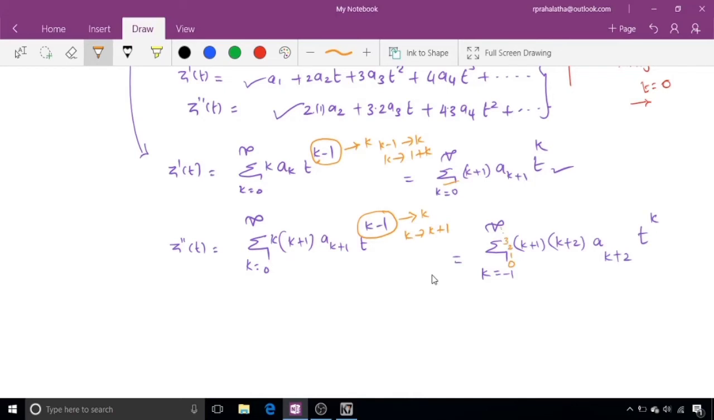While replacing k by minus 1, here minus 1 plus 1 becomes 0, and 0 into anything is 0. So here also we can exclude the value minus 1 from the summation. So k starts from 0 to infinity.